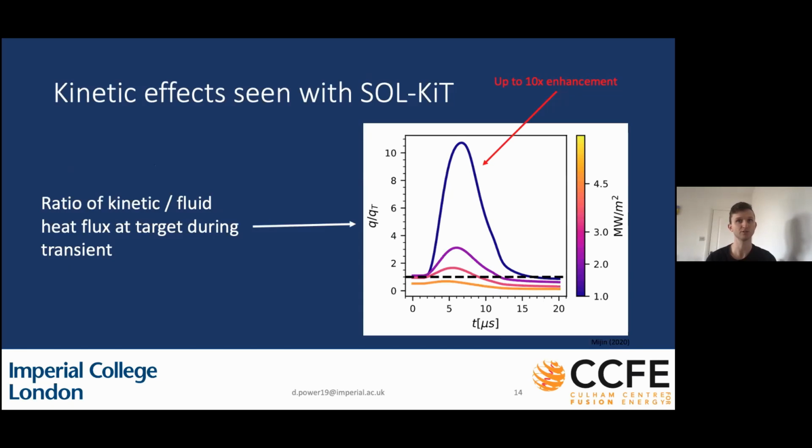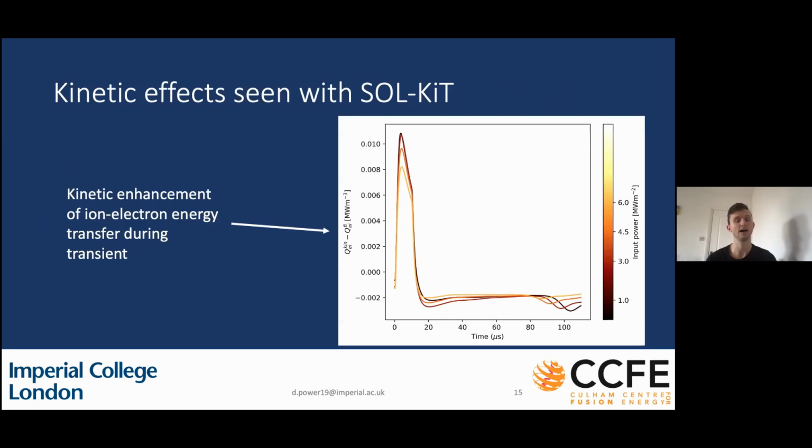So I can present some results from using this code SOL-KiT. This is looking at the ratio of the kinetic predicted heat flow to the fluid predicted heat flow at the target during a transient event like an edge localized mode. And in some conditions, we see pretty strong enhancement. Another example result from this code is looking at differences in the energy transfer between electrons and ions when we treat it kinetically or with a fluid approximation. And again, there are differences. For example, this might manifest as different sputtering rates at the target.